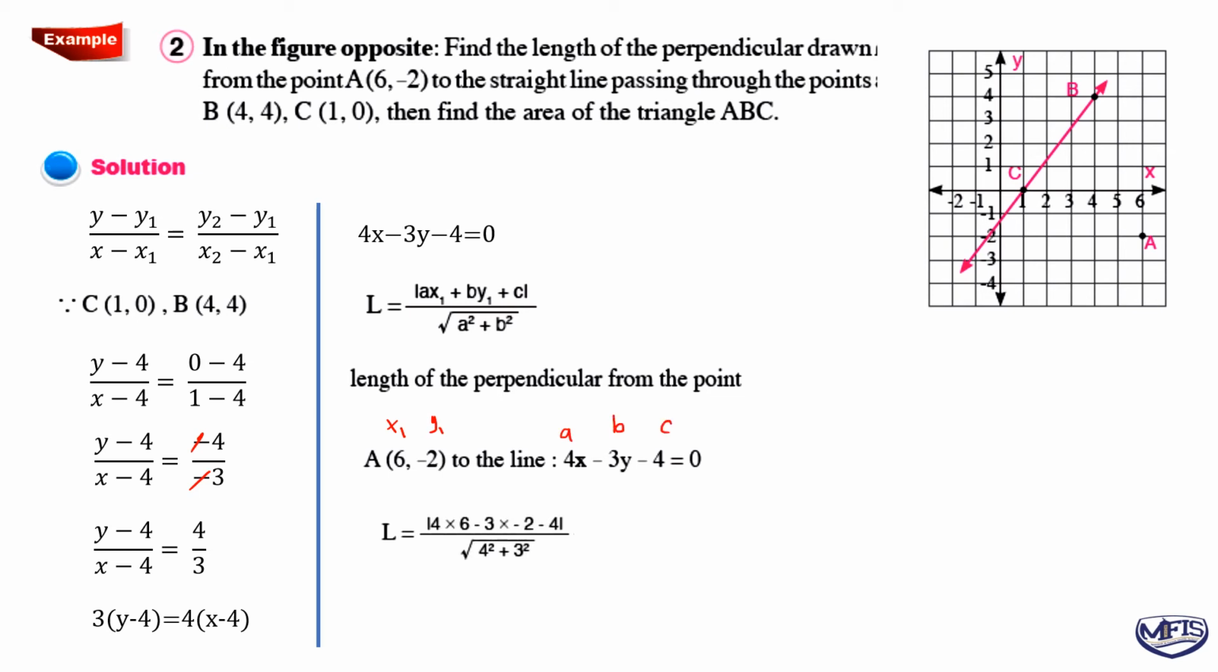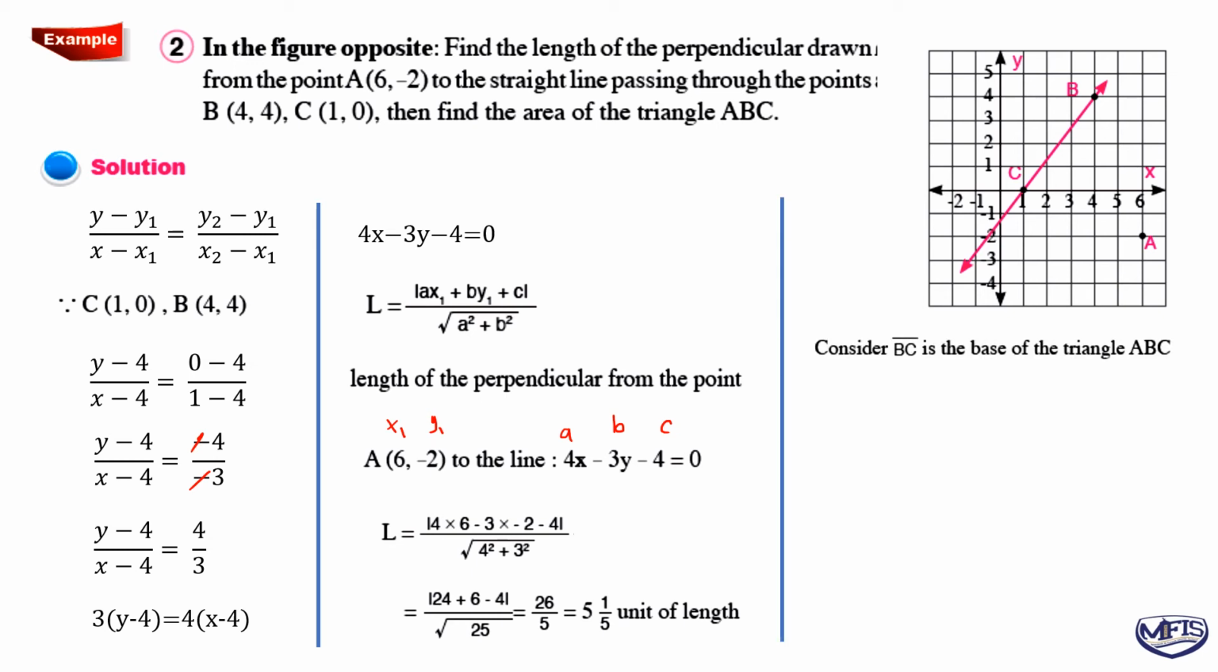So the length of the perpendicular is the absolute value of a times x1, so 4 multiplied by 6, plus -3 multiplied by -2, plus c, which is -4, over the root of a squared plus b squared, which is root 4 squared plus 3 squared. So it will be the absolute value of 26 over root 25, which is 5. So it will be 5 and 1 over 5 length units.